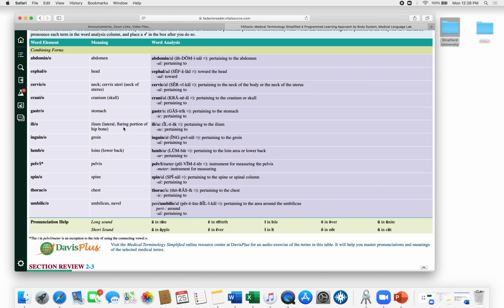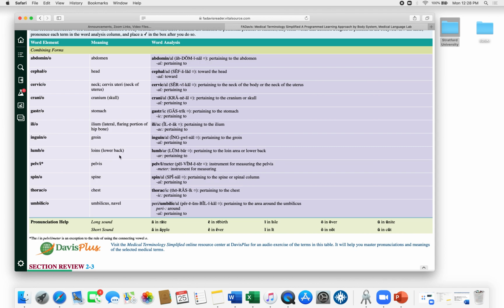Ilio or iliac means your hip bone. Means structure of, so ilium is the structure of your hip bone. Your cranium is the structure of your skull, right? Cranial is pertaining to the skull. So cranial fracture is a type of fracture. Al is pertaining to, it's a descriptive, it's an adjective, right? But cranium is a noun, it's a thing. It is your actual skull.